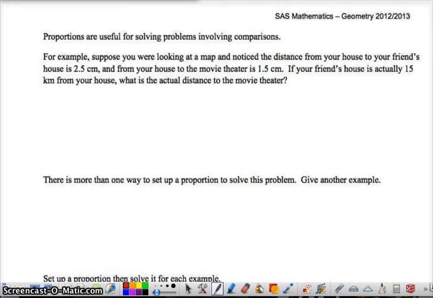Okay, so here are some word problem examples. Proportions are useful for solving problems involving comparisons. For example, suppose you were looking at a map and noticed the distance from your house to your friend's house is 2.5 centimeters. This is on a map. And from your house to the movie theater is 1.5 centimeters. So this is my map relationship.